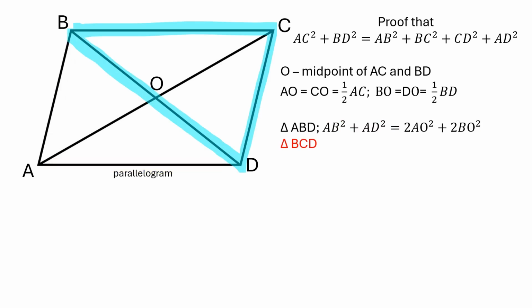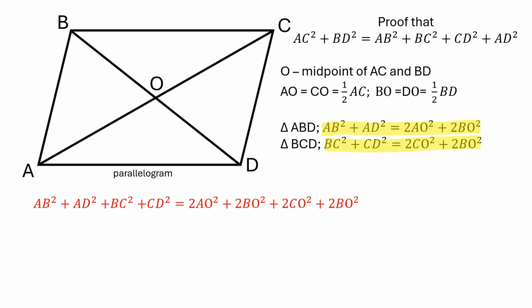Let's review the triangle BCD. By the Apollonius theorem, the sum of BC squared and CD squared is equal to 2 times CO squared plus 2 times BO squared.